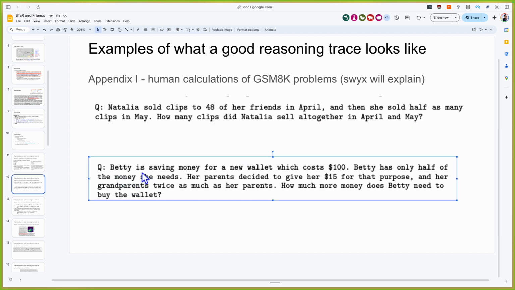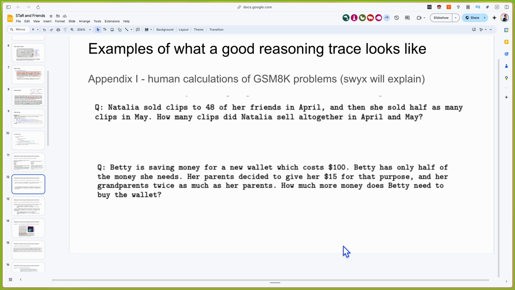Okay, next question. Betty is saving money for a new wallet, which costs $100. Betty only has half the money that she needs. Her parents decided to give her $15 for that purpose, and her grandparents twice as much as the parents. How much more money does Betty need to buy the wallet? Can someone do live chain of thought while solving this? Eric. Sure. Betty needs $100. She only has half of the money she needs, so she has $50. Her parents decided to give her $15 for that purpose, so in total she has $65. Her grandparents give her twice as much, so twice as much as 15 is $30. And 65 plus 30 is 95. So she needs $5 more to reach 100 for the wallet.